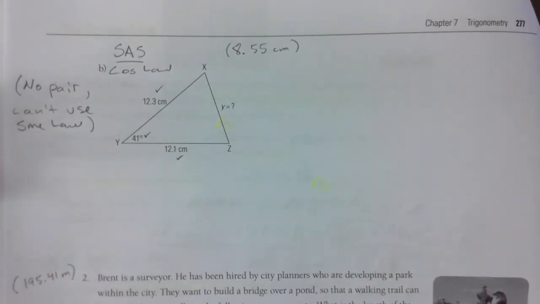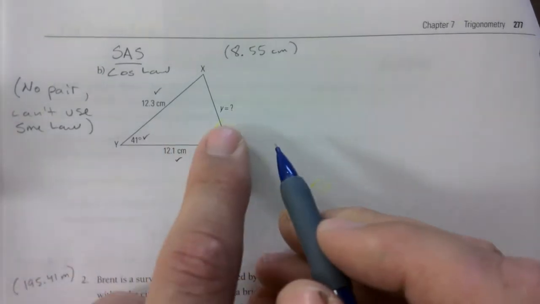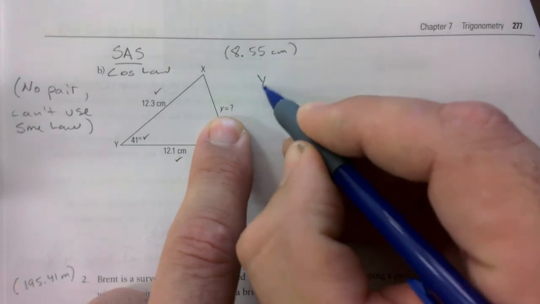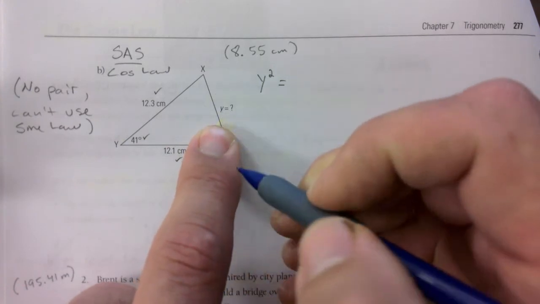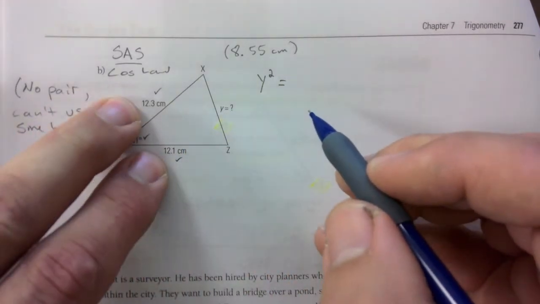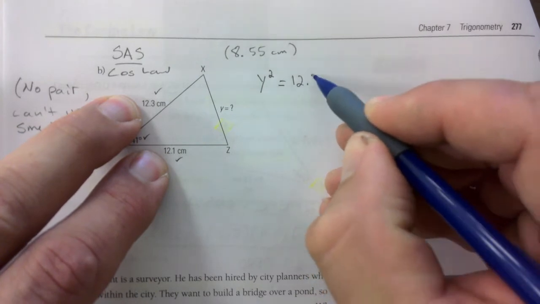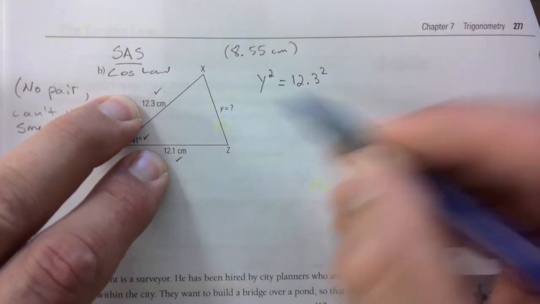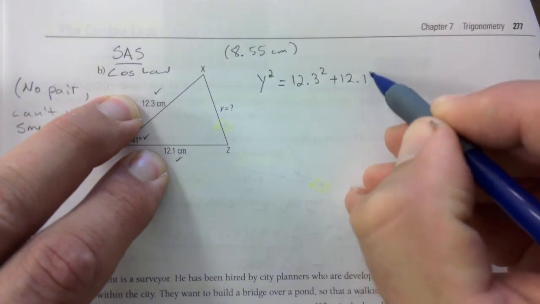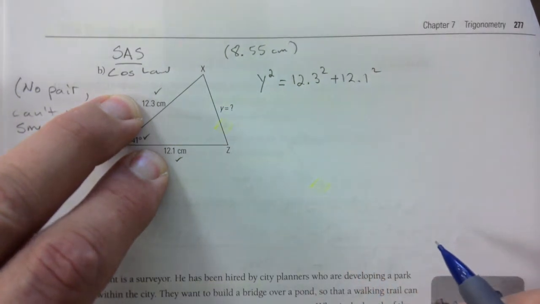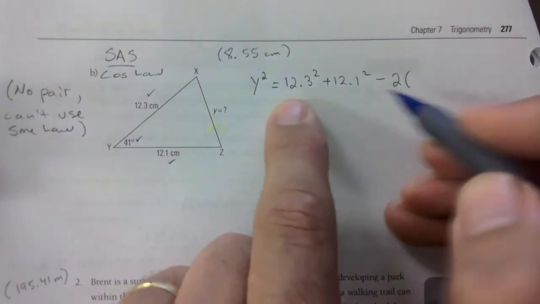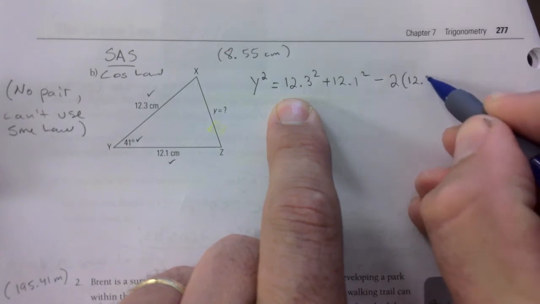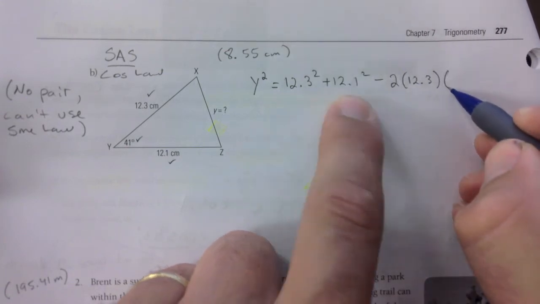You cannot use sine law to start. You may use it after, but not yet. Okay, so this is how we work these questions out. You start with the side that's opposite, the only side that's missing, by the way. And then this is the pattern, right? You take one of the sides, square it, take the other side, square that, right? And then it's basically just minus 2 times that first one times the second side.